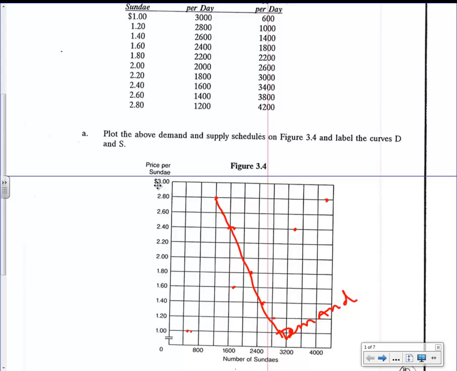Now you can take each point, or you can do as I have done. Now let's connect the dots. And this is known as a supply curve.